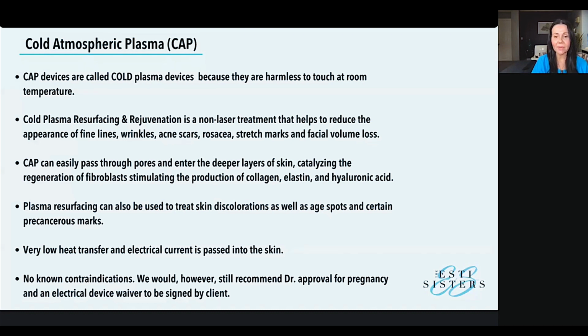However, we still recommend that people get the doctor's approval if you're working with somebody that's pregnant, for example. And I still have people sign my typical electrical device waiver, whether I'm doing LED, microcurrent, cold laser, or the Rosacea device. So any kind of device that I'm using, when I have the client sign the initial intake form for skincare, I am also having them sign an electrical device waiver if I'm going to be doing anything with them.